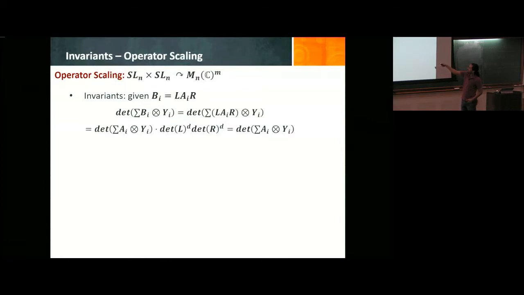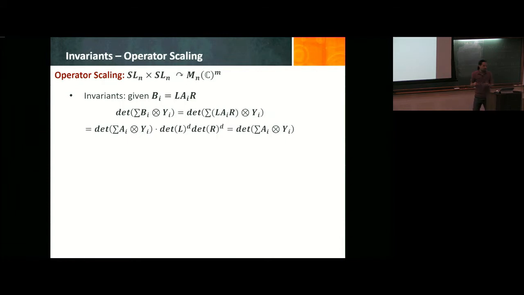So this determinant of the sum of b_i tensor y_i: each b_i is equal to L times a_i times r, so it is the sum of L a_i r tensor y_i. But I can pull these matrices out of the expression, and this is equivalent to the determinant of the sum of a_i tensor y_i, times the determinant of L to the d, times the determinant of r to the d. It's a simple calculation. But remember, their determinants are 1. This means the polynomial doesn't change, so it's an invariant under this group action.